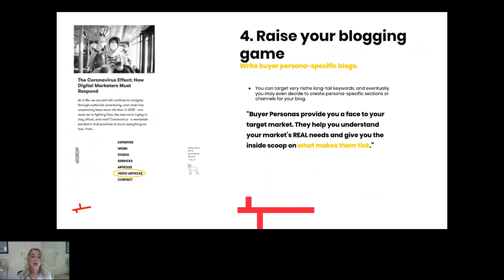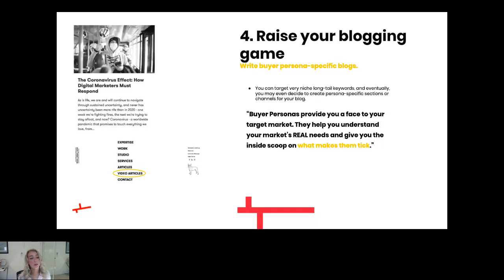So next up, you can write buyer persona specific blogs. So you can really show them what they want to see. I've got a little quote here. Buyer personas provide you a face to your target market. So they humanize who you're talking to. They help you understand your market's real needs and give you the inside scoop on what makes them tick. So in this case, you can target really niche long tail keywords, and eventually you might even decide to create persona specific sections of your channel for your blog.